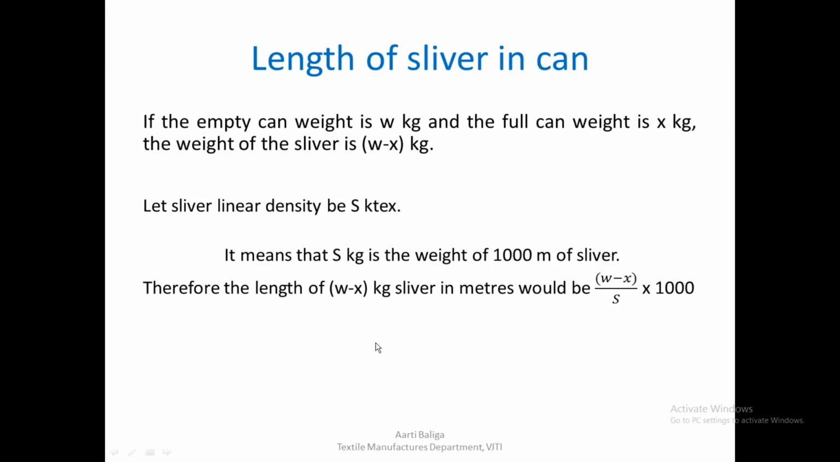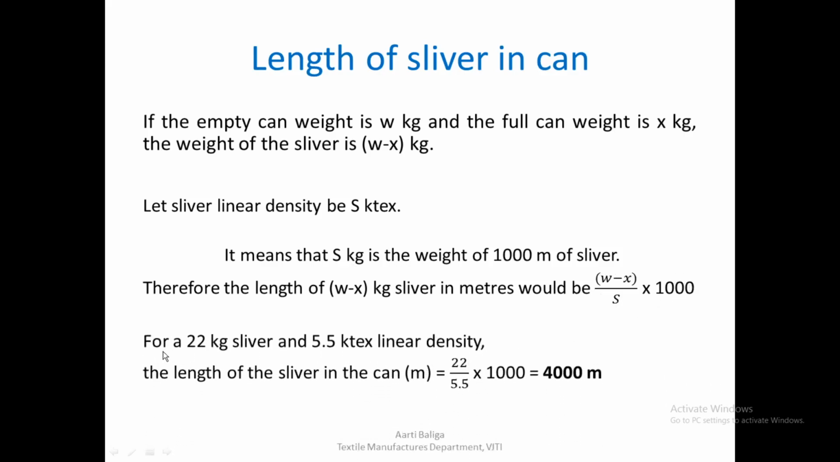So what we have done here is a basic mathematical function where we have just cross multiplied. If S is the weight of 1000 meters of sliver, what is the length of W minus X? So when you write kgs below kgs, what you get is W minus X multiplied by 1000 divided by S. It's a simple case of cross multiplication. So we get this formula.